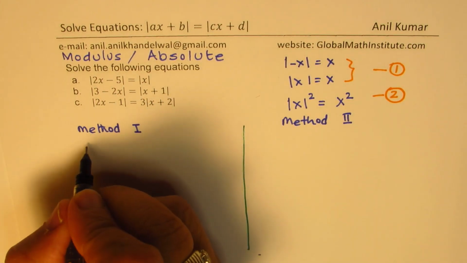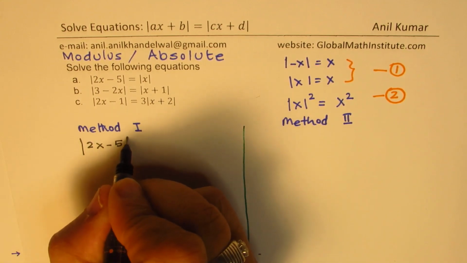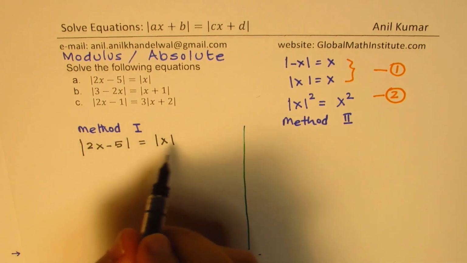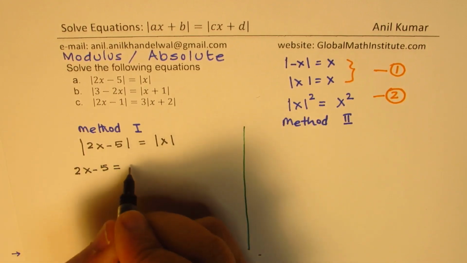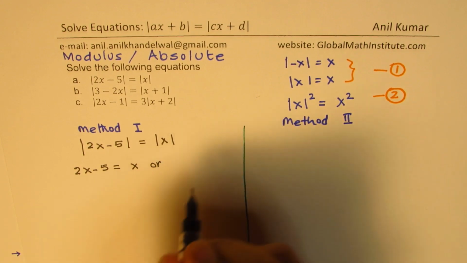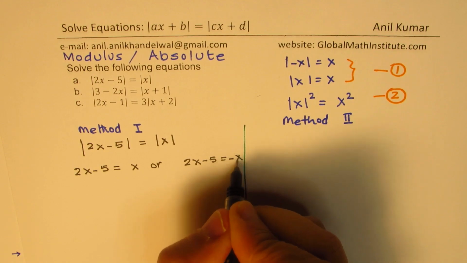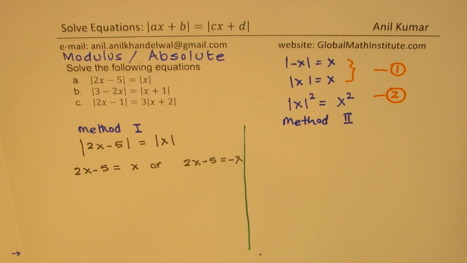So the very first question which we need to solve is absolute value of 2x minus 5 is equal to absolute value of x. Now we can actually split this into two equations and say 2x minus 5 is equal to x, or we can also solve for 2x minus 5 equals to minus x. So that is what we mean. So if I use the first method, which is the absolute value of minus x and plus x, both are x. In that case, it makes sense, right?